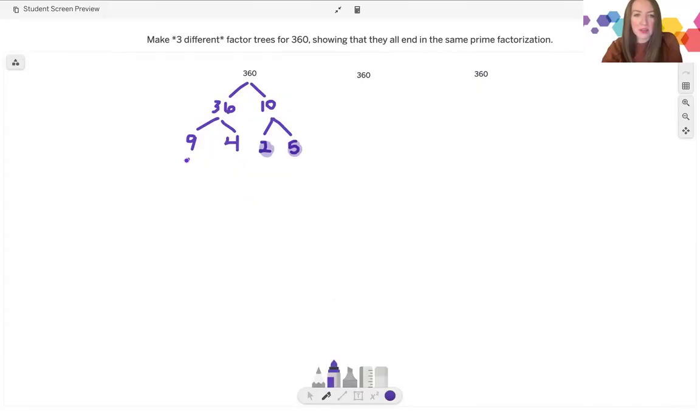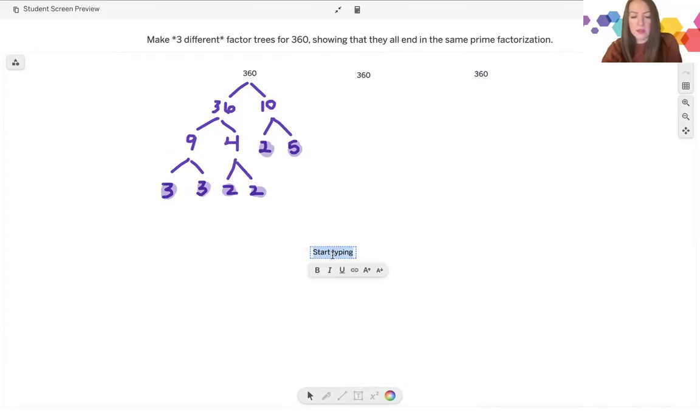Okay, but over here, I need to keep going a little bit longer. I have 3 and 3. Those are both prime, so I'm good there. And then 2 and 2. Okay, I'm going to highlight all the ends of my tree branches that are the prime numbers.